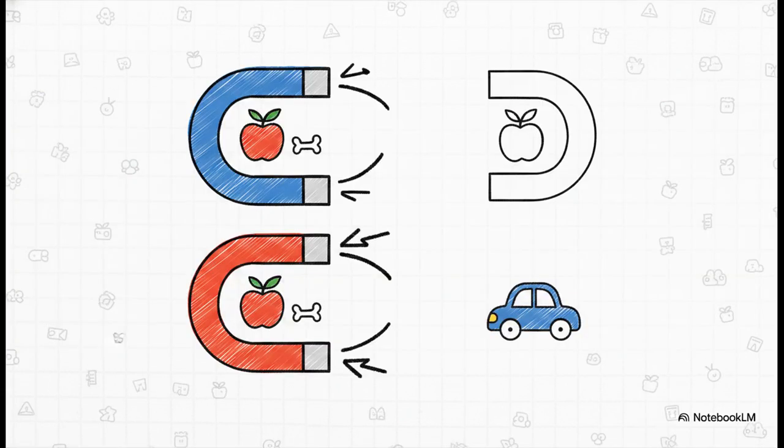Then we have CLIP, which is an absolute master of classification. CLIP is famous for doing zero-shot classification, meaning it can accurately classify images using labels it has never explicitly seen before in its life. How? Because it was trained on a staggering 400 million image-text pairs using that contrastive learning matching game we mentioned earlier. It acts almost like a magnet, pulling together the correct image-text pairs and pushing apart the incorrect ones, giving it this incredibly robust, generalized understanding.